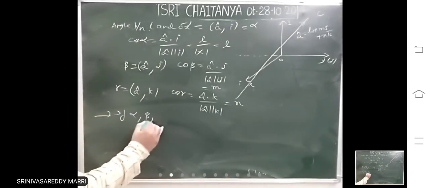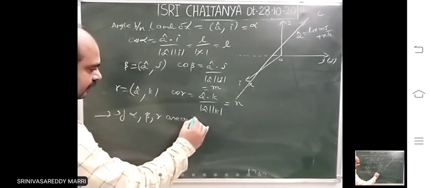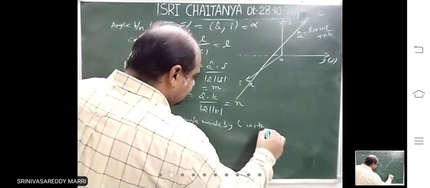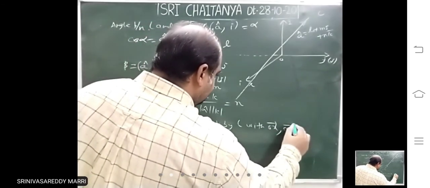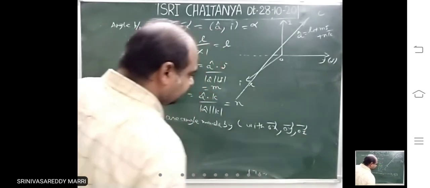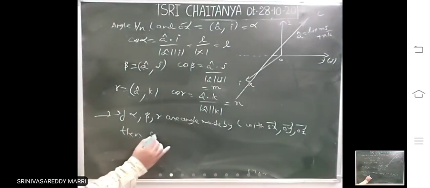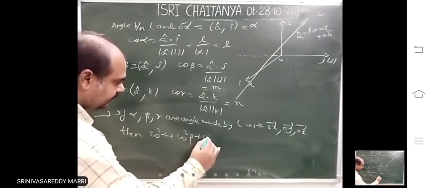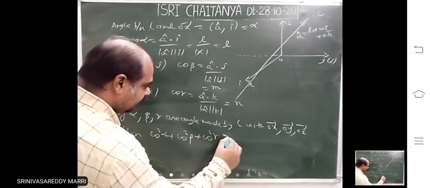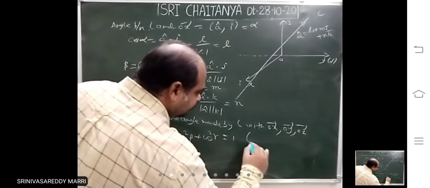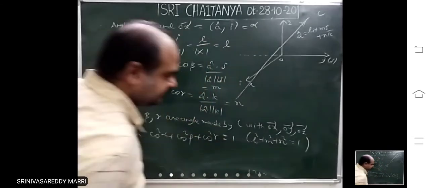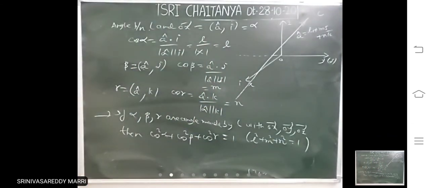If alpha, beta, gamma are angles made by L with OX bar, OY bar, OZ bar, then cos square alpha plus cos square beta plus cos square gamma equal to 1. Because you know that L square plus M square plus N square is 1, if L is cos alpha, M is cos beta, N is cos gamma. This is one relation you have to remember.